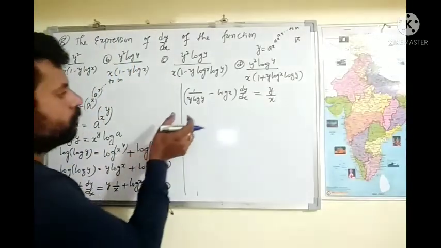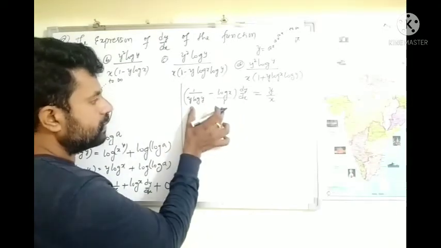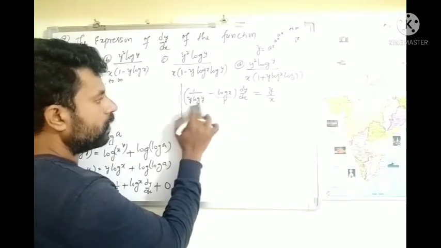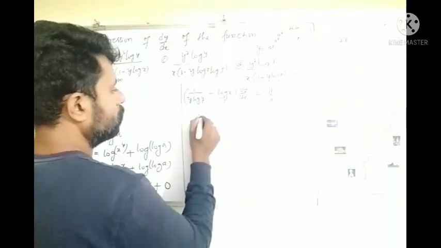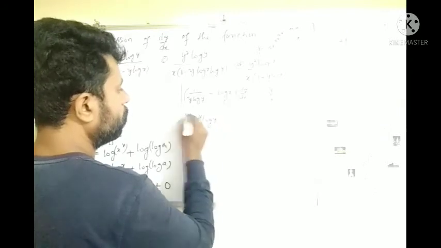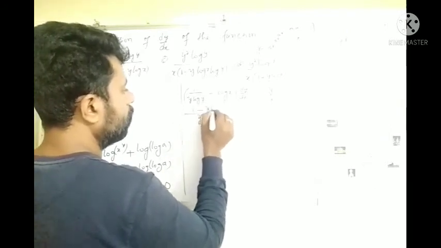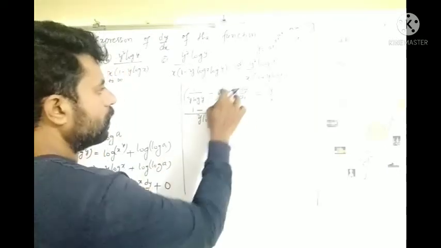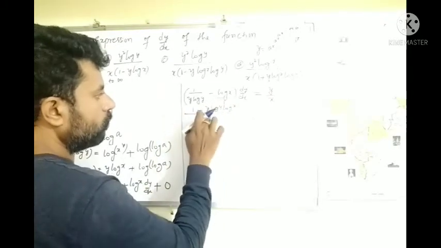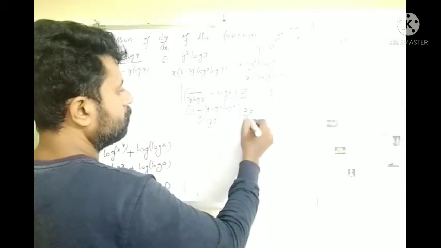Next, here we have the denominator y log y and here the denominator is 1. Take the LCM of these two terms, we get y into log y. See here, 1 minus y log y into log x. Here 1 into this term, we get, already we have log x. y log y log x into dy by dx is equal to y by x.